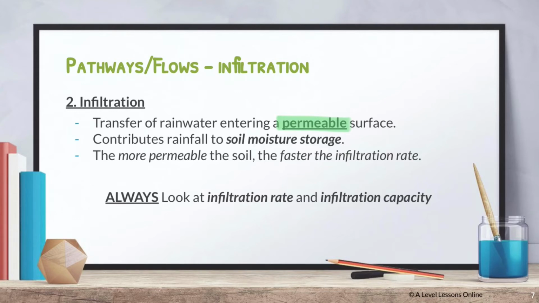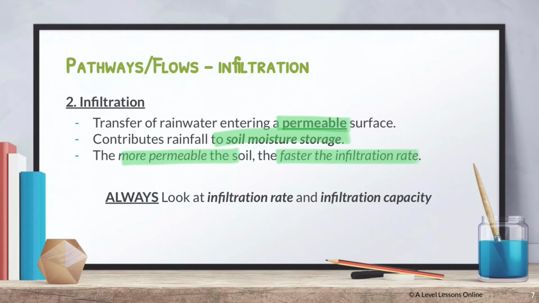So it contributes rainfall to your soil moisture storage. We'll learn this later on. The more permeable the soil, the faster the infiltration rate. This one is a no-brainer, right? If your soil is extremely permeable, because there are a lot of holes on the surface, water is going to seep in very fast, as compared to if your ground is all concrete. There is not a single crack or anything for the water to enter. The rate of infiltration is going to be much slower.